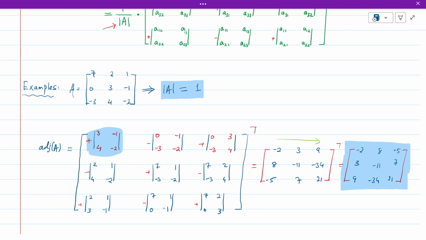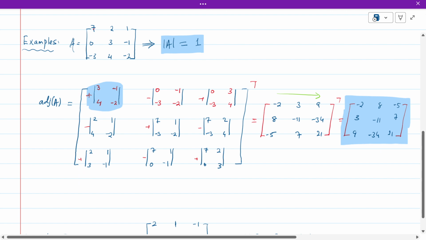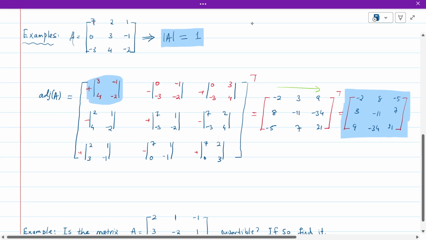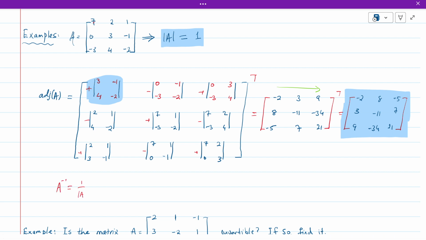So now we have computed the determinant and the adjugate. We are ready to write the inverse. So A inverse is 1 over the determinant times the adjugate of A, which is 1 over the determinant 1 times the matrix with rows negative 2, 8, negative 5; 3, negative 11, 7; 9, negative 34, 21. That is the inverse of the given matrix A.